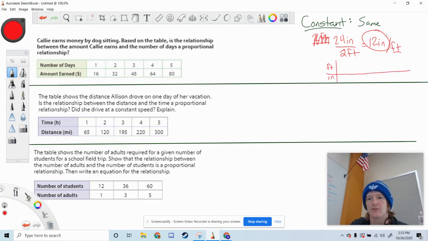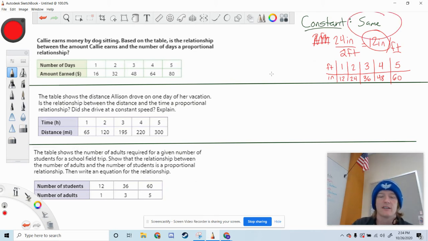So we would have feet and inches, and we could represent this relationship in a table. 1 foot, 2 feet, 3 feet, 4 feet, 5 feet. We could show 1 foot is 12, and then we constantly go up by 12 because each foot is 12 inches. So this is 24, 36, 48, 60, and it goes up by 12 every single time. It does not change. It stays the same. So we need to look at these tables and decide, is it constant?